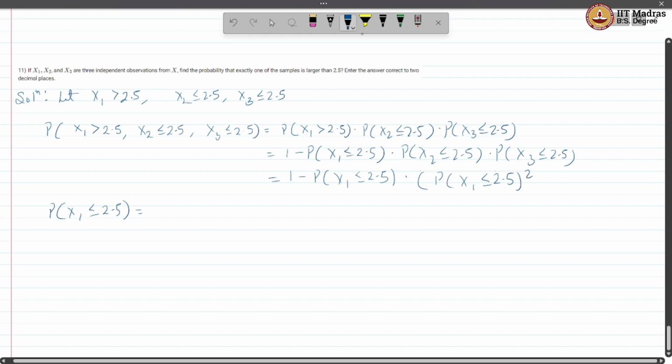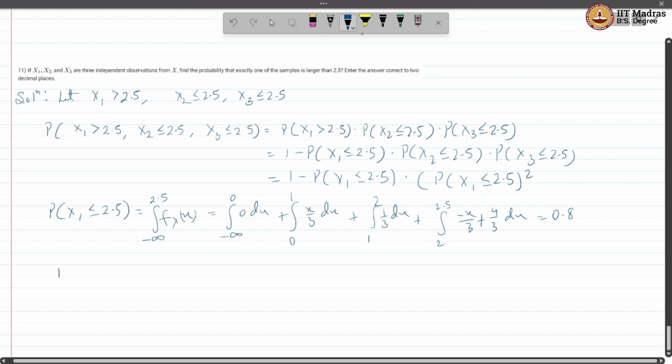So now let us separately find the probability that x1 is less than or equal to 2.5. This will be equal to the integration of the PDF from minus infinity to 2.5, and as the PDF is piecewise defined, this will be equal to the integration of 0 with respect to x from minus infinity to 0, plus the integration of x by 3 with respect to x from 0 to 1, plus the integration of 1 by 3 with respect to x from 1 to 2, plus the integration of minus x by 3 plus 4 by 3 with respect to x from 2 to 2.5. And this on simplification will be equal to 0.8.